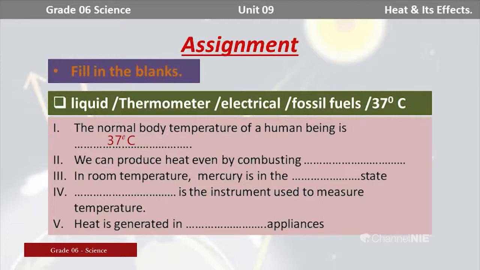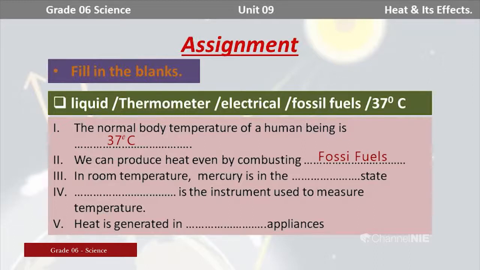We can produce heat even by combusting blank. What is the answer? Fossil fuels. We discussed that the fossil fuels can be categorized into 3: solid fuels, liquid fuels and gaseous fuels. Then we can produce heat even by combusting fossil fuels. The answer is fossil fuels.